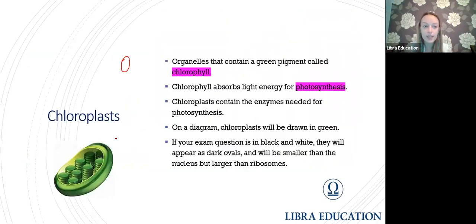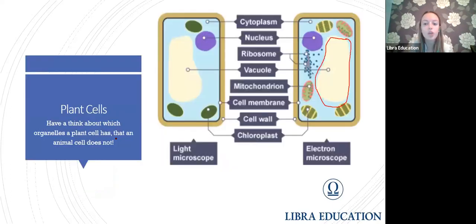However, in your exam question, you probably have them in black and white, which makes it a lot harder to identify. So they will appear as dark ovals, and they're smaller than the nucleus but larger than the ribosomes. They'll be similarly sized to mitochondria, as we can see here, but you shouldn't confuse them with the mitochondria, because as we've already mentioned, mitochondria have what I like to call the fishbone structure, or the S shape going through them.